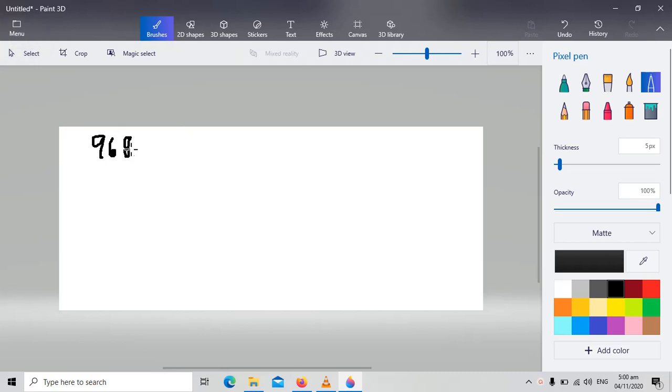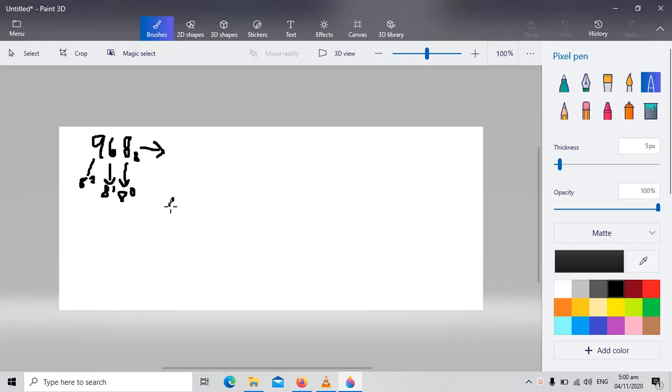Try to convert it into a decimal number. This is 968 with a base number of 8. So how can we convert it? Do the same process again. 8 to the power of 0, 8 to the power of 1, and 8 to the power of 2. So solve it again like we did a while ago.